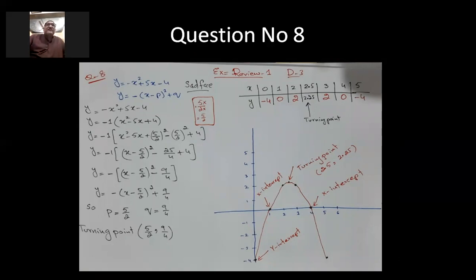It says express y equals minus x squared plus 5x minus 4 in the form y equals minus bracket x minus p bracket close whole square plus q. So I can convert a given equation into this form very easily by applying the process of completing the square. So I will apply the process of completing the square. You can see here, I have started that process.